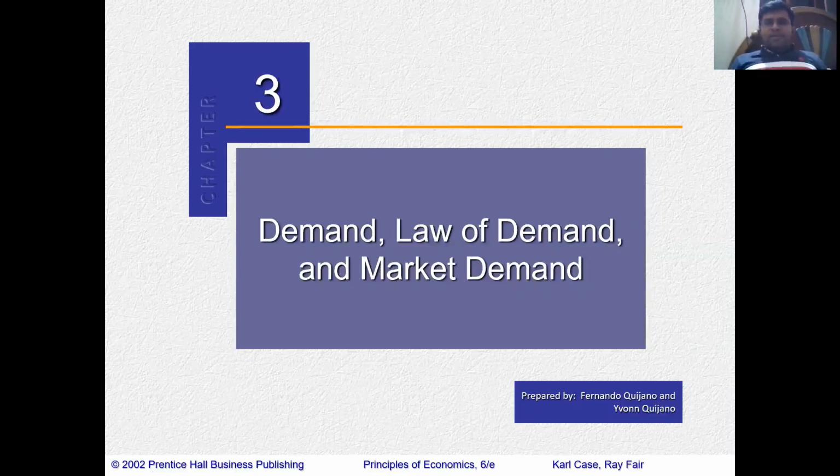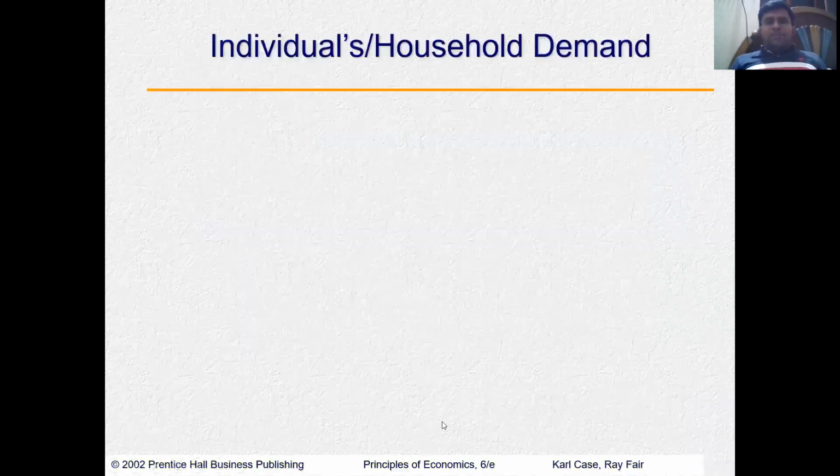Today, we just want to go through some basic topics of economics: demand, law of demand, and market demand. One thing to remember here is that we will not go into more detail, but later on, we will discuss all these topics in more detail and at an advanced level. So today, we just want to start from individual or household demand.